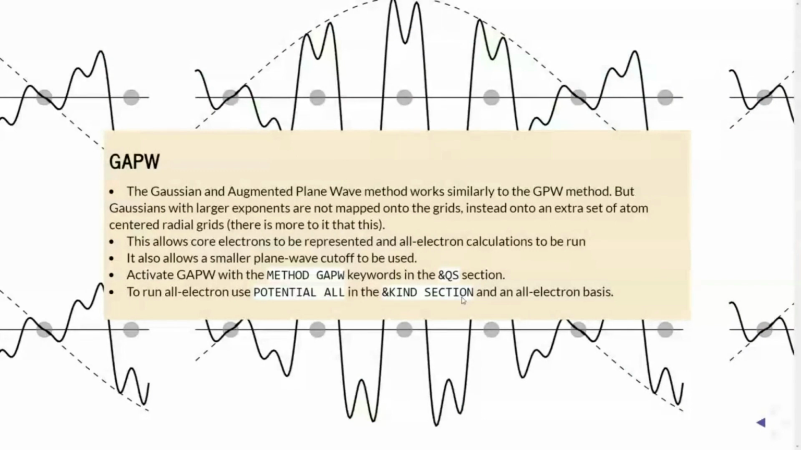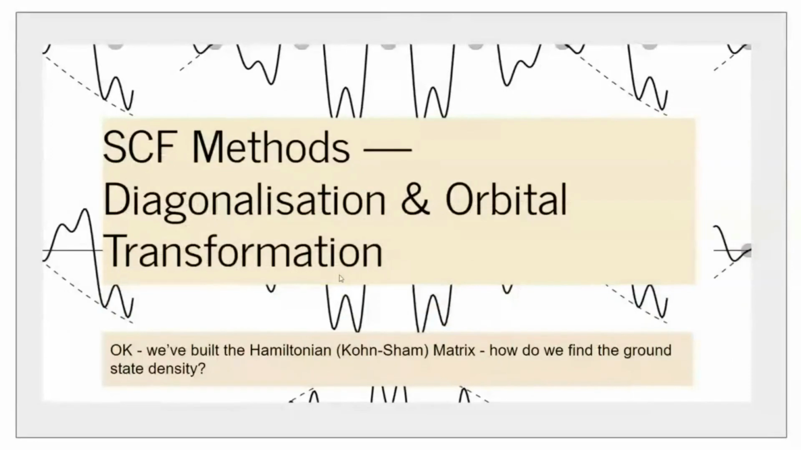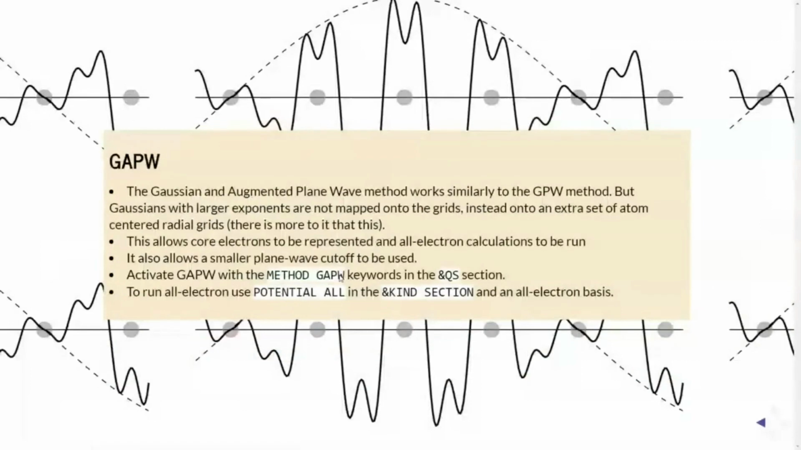I won't go into any details here, but you can run all-electron in CP2K by changing to this GAPW method. This can have quite a lot of benefits if you want to be able to describe the core electrons, if you want NMR or EPR or other things, or XAS signals that depend on core electrons.